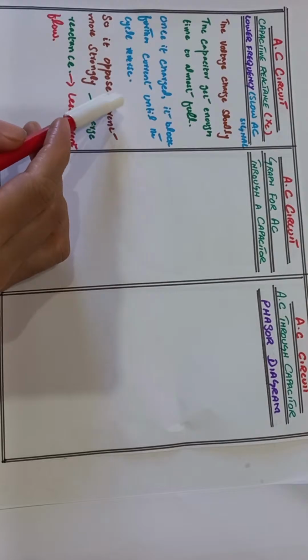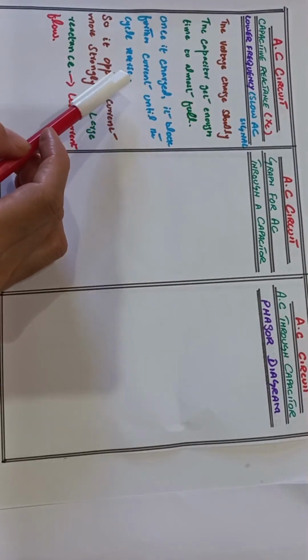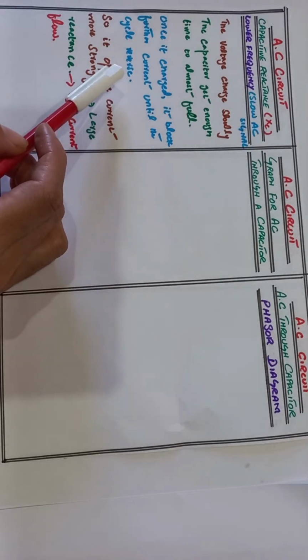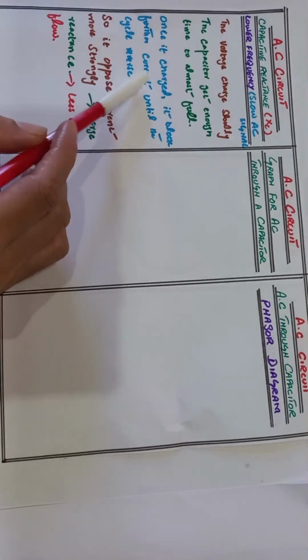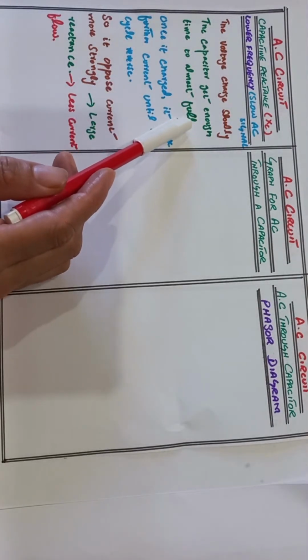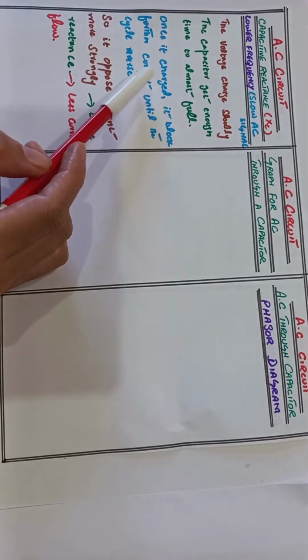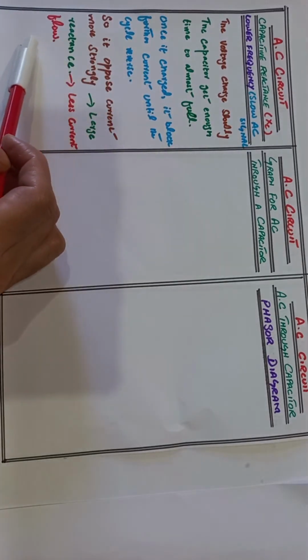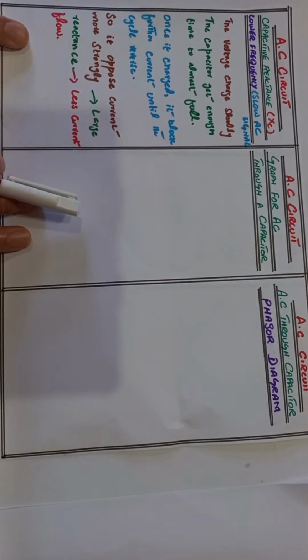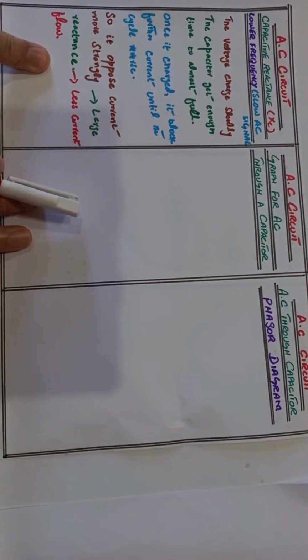Once it charges, it blocks further current until the cycle is reversed. If the voltage source is slow, the voltage takes time to reverse its cycle, and during that time the capacitor is almost full. When the capacitor is full, it does not allow more current to flow into the circuit, so it opposes the current more strongly. When it opposes the current, a large reactance is offered to the current, so less current flows into the circuit.